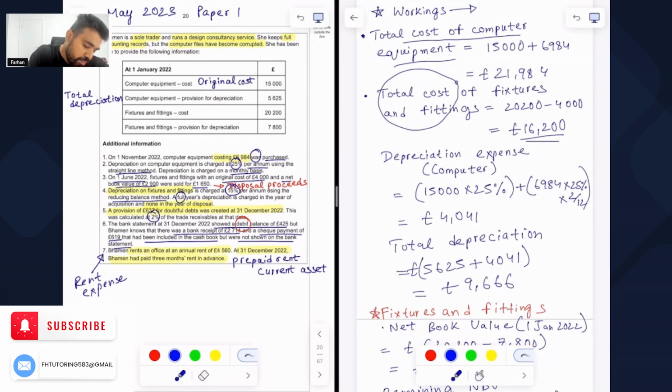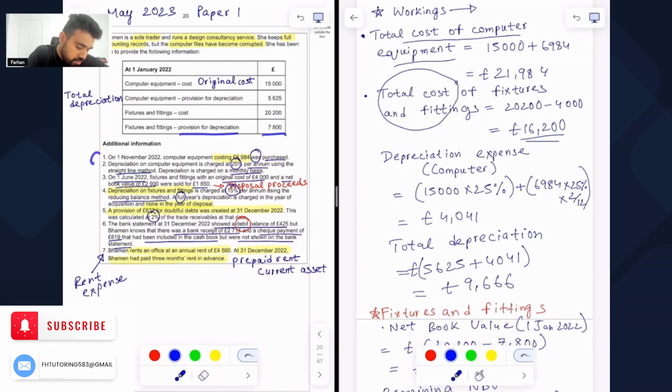Varman is a sole trader and runs a design consultancy service. She keeps full accounting records, but the computer files have become corrupted. She has been able to provide the following information. We are given the opening balances at 1 January 2022 for our computer equipment, which has an original cost of £15,000 and a total depreciation, which is also known as provision for depreciation, of £5,625. We are also given a second type of asset, fixtures and fittings, with an original cost of £20,200 and the relevant total depreciation of £7,800.